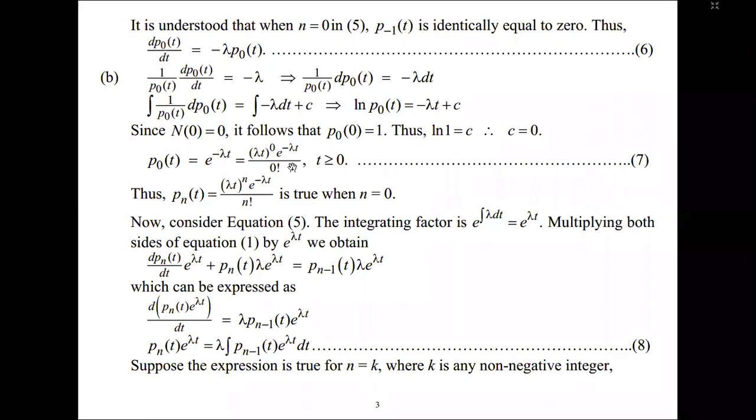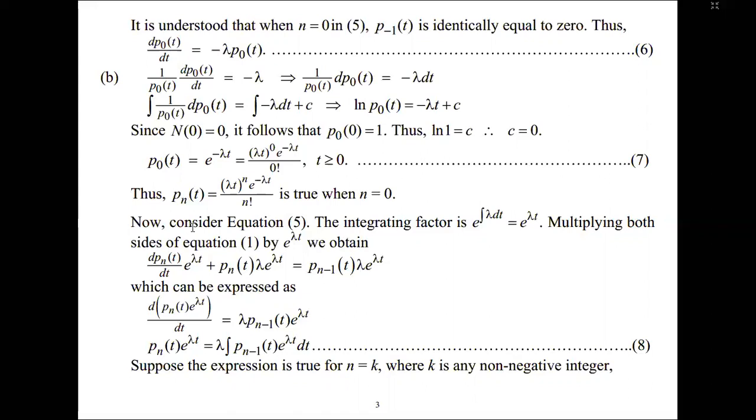Are we okay? 0 over 0 factorial, which is also 1. Okay? So we are doing it by induction. I hope you've all done proof by induction before. So first of all, it is true when n is equal to 0. Then we assume that it is true for n. So this is true when n is equal to 0.